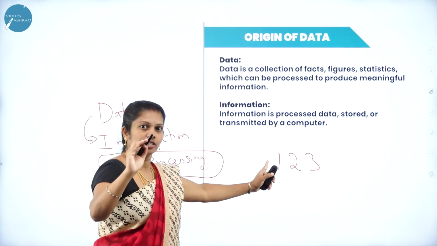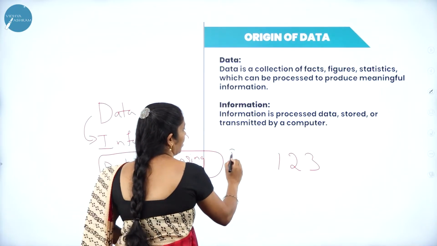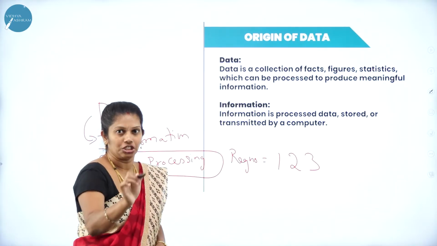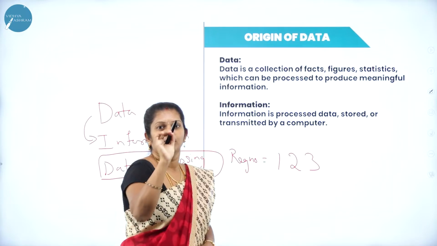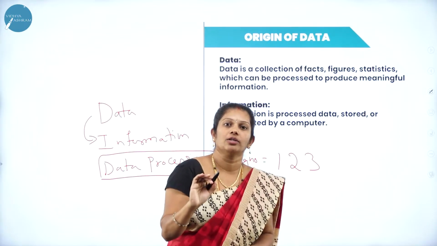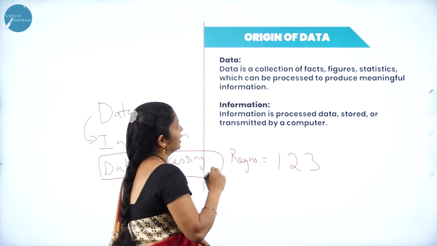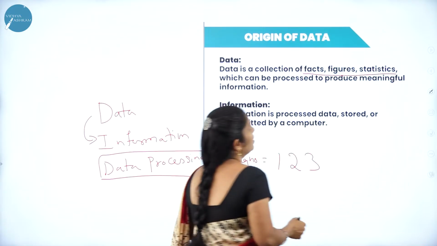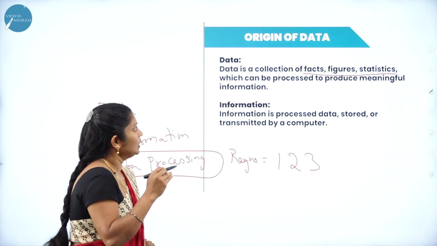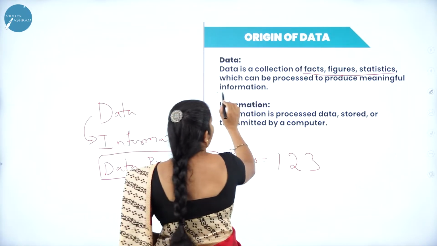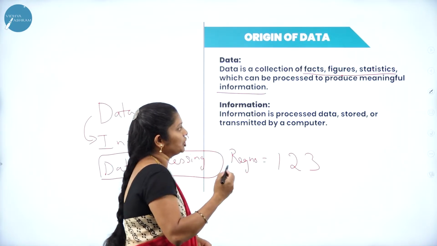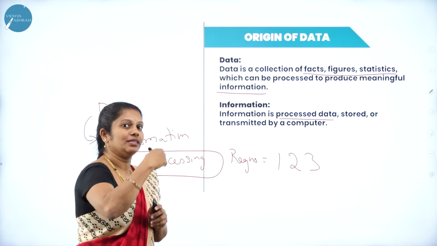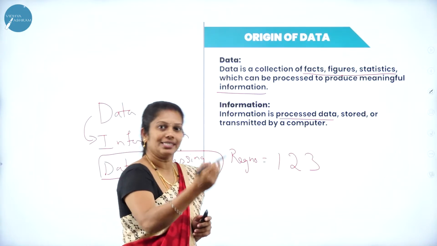Here, data does not give specific meaning. For example, if I write register number equals 123, then it can be called information, because information has specific meaning, whereas data does not. Data is a collection of facts, figures, and statistics which can be processed to produce meaningful information, whereas information is processed data. Whatever you enter into the computer can be called data.